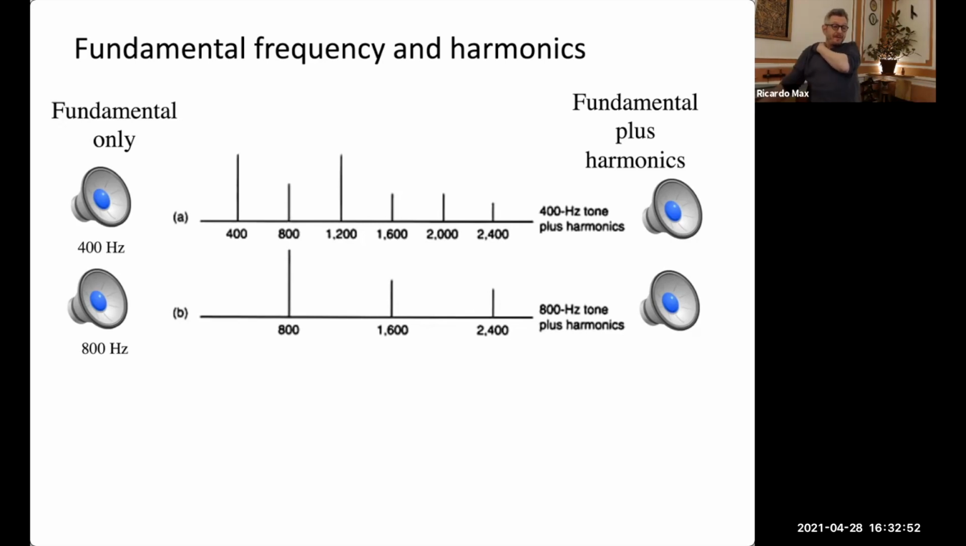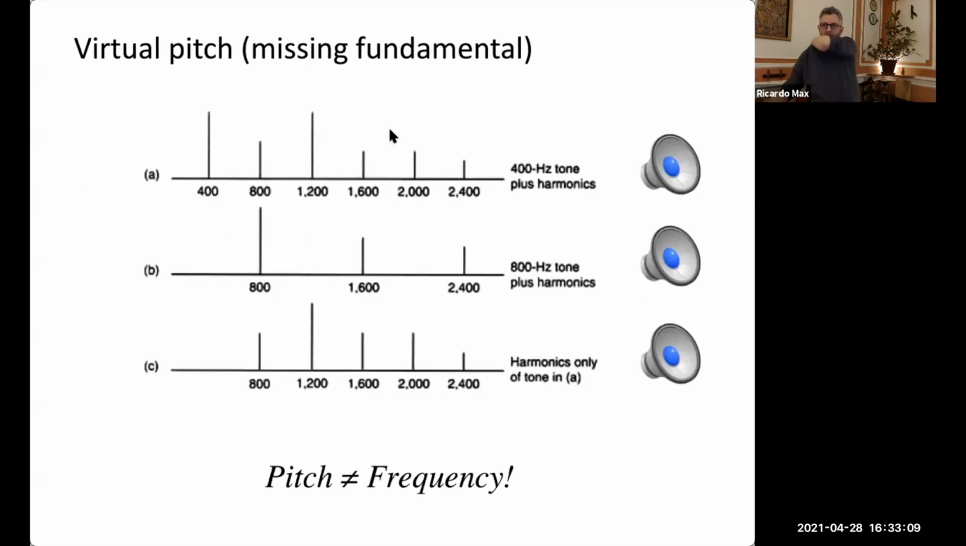Now, even if the 400 was not here, we would still perceive it as a 400 pitch. And that's what is called a virtual pitch. We can see it here. So this is a complex with the fundamental 400, this with 800, and here we don't have 400, but the fundamental is 400, right? We all agree. Now let's hear it.